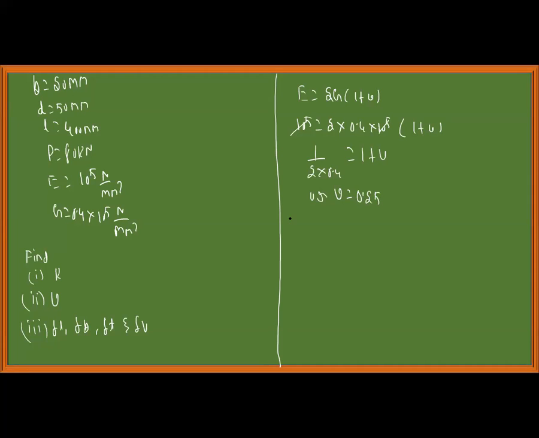0.25. Next, we'll use the second relationship. E is equal to 3K into 1 minus 2 nu. E we know, 10 power 5, which is equal to 3K into 1 minus 0.5, 10 power 5, which is equal to 3 into 0.5 into K. 10 power 5 by 1.5 is equal to K in Newton per mm square. What is K?